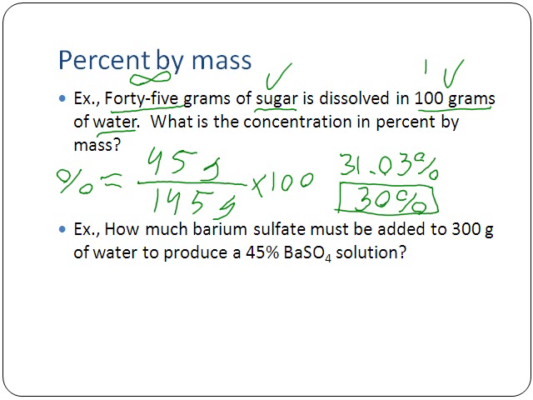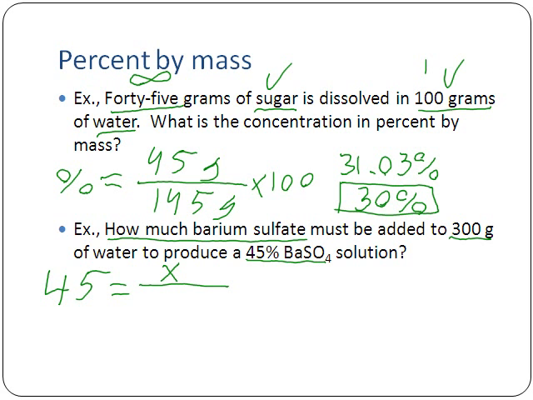Let's try another one. How much barium sulfate must be added to 300 grams of water to produce a 45% barium sulfate solution? So we're going to use the same approach. It says that it's a 45% barium sulfate solution, and so we know the percent by mass in this case, 45. This is equal to the number of grams of solute. Do we know that? Well, it says how much barium sulfate. Barium sulfate is the solute, so we don't know what that is, so we're going to call that just X up here, divided by the mass of the solution.